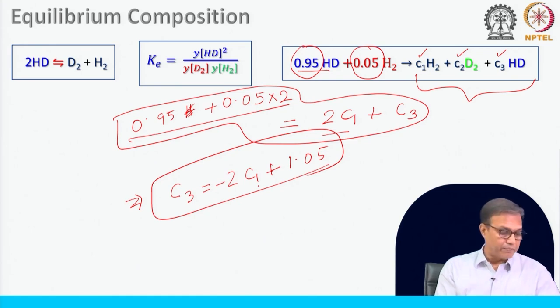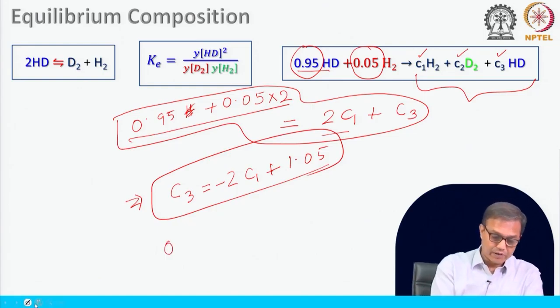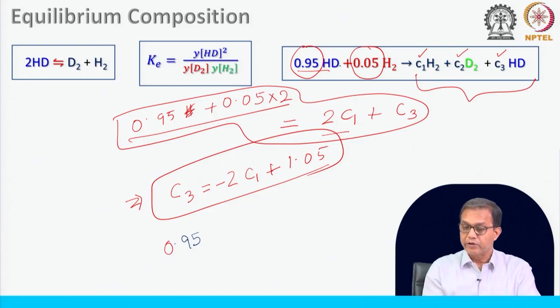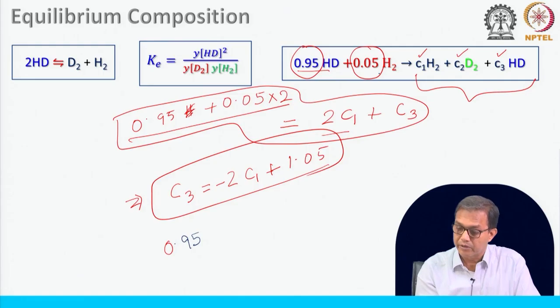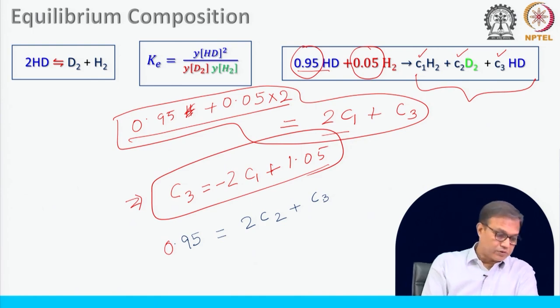Similarly, if we try to balance the reaction with respect to the deuterium, this is 0.95 for the deuterium. On this side there is no deuterium, so it can be written as 2 C2 and we have 1 C3. So, C3 = 2 C2, like this equation would be there.